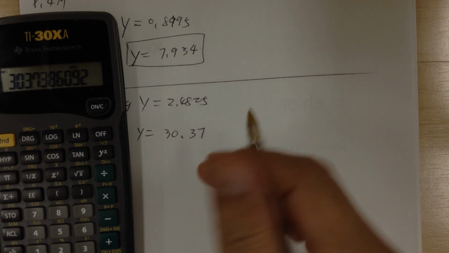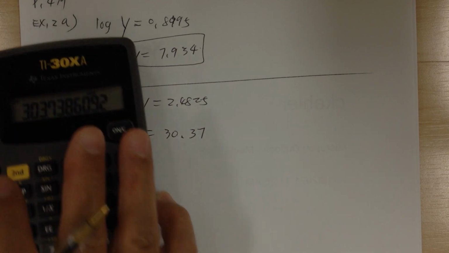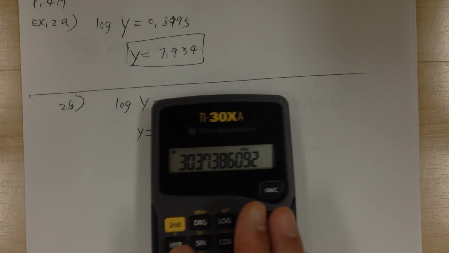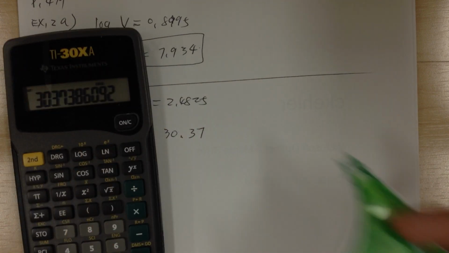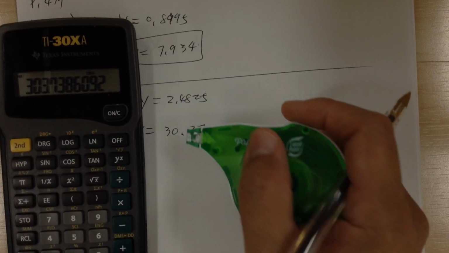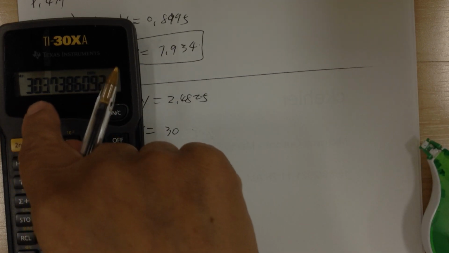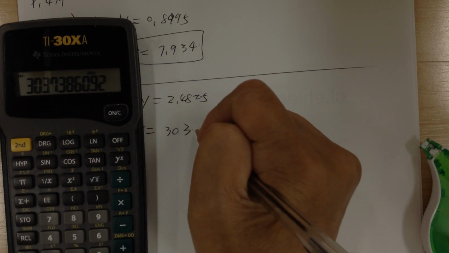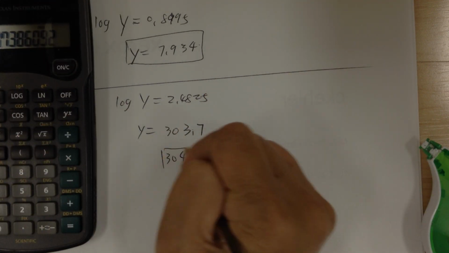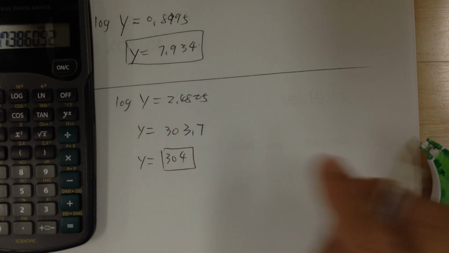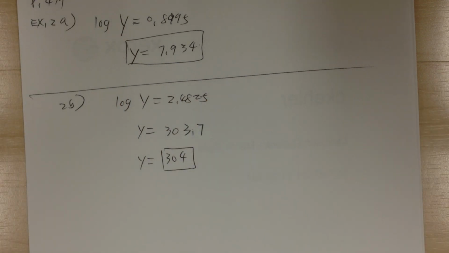Okay, double check. Okay, the decimal is wrong. So it's 303.7. Okay, there we go. So you have to watch the decimal. It's 303.7. So if you round it up to 304, that's fine. So either way. Okay, let's go to the next one.